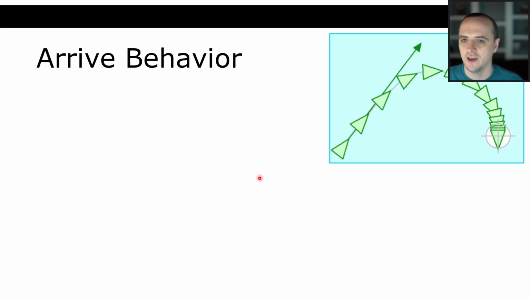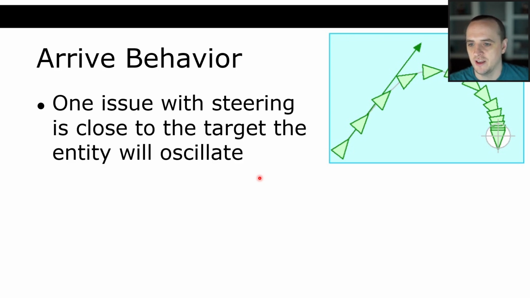Now, one thing that can go awry with your steering behaviors is what happens when you actually get close to the target. One issue with steering is that when you get close to the target, your entity will oscillate back and forth, okay?